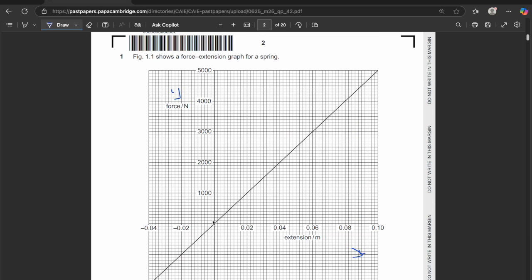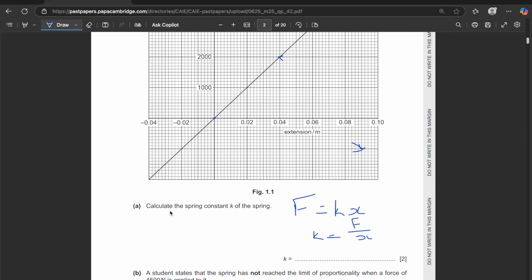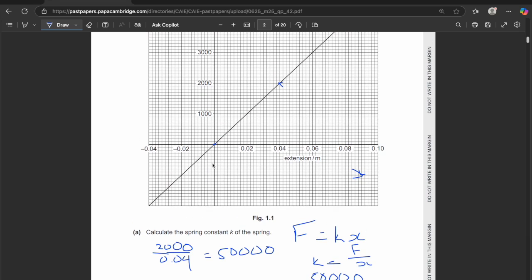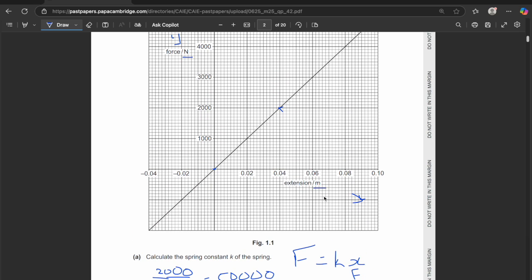So let us take a point. This is the origin, the graph passes through the origin, and another point could be this one. And we can find the gradient of it. So it's just 2000 divided by 0.04, which is going to be 50,000. And the unit is going to be newtons per meter, because it's here, newtons per meter.